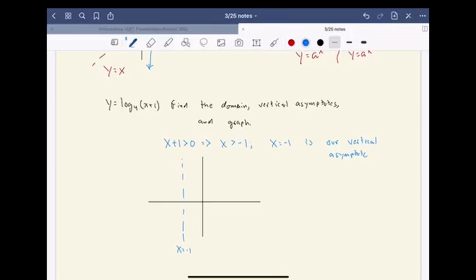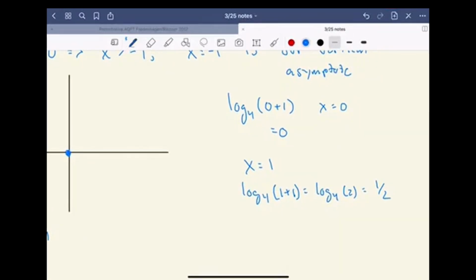The reason we're going to graph it is actually we can do a lot with this. So log base 4 of 0 plus 1, this is for x equals 0, that's going to equal 0. So we have a point here at 0, 0. Let's do another point. Let's take x equals 1. So that means we have log base 4 of 1 plus 1, log base 4 of 2. That's 1/2, right? Because 2 is the square root of 4.